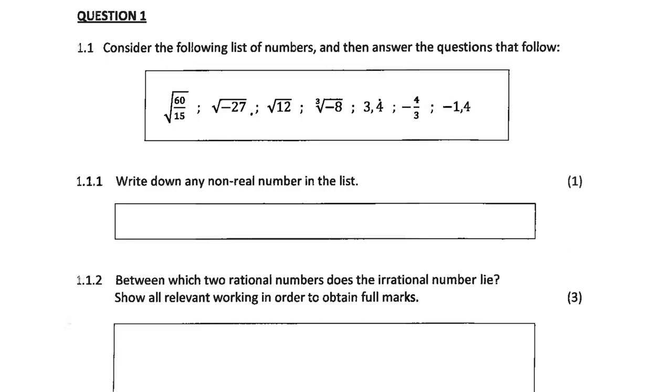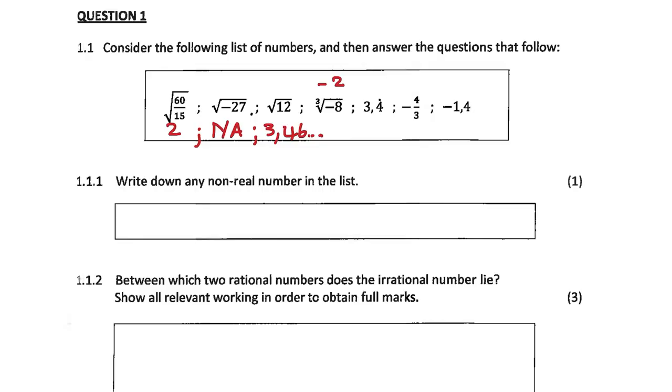So now if you put the square root of 60 over 15, you will get the answer 2. But if you put the square root of negative 27, you will get an error on your calculator. So this is not applicable. Then if you put the square root of 12, you are going to get an irrational number, which is 3.46 and a lot of numbers after the comma. If you put in the cube root of negative 8, the answer that you get is negative 2.